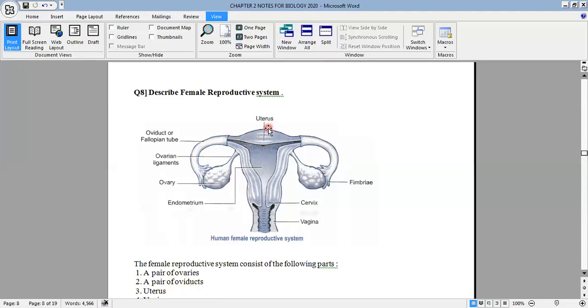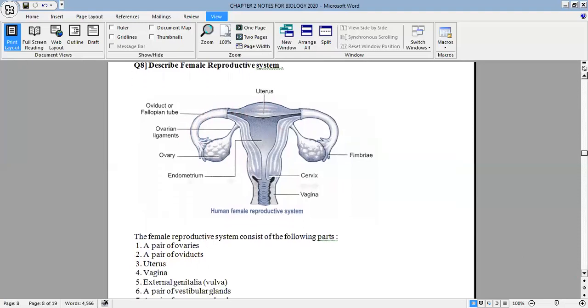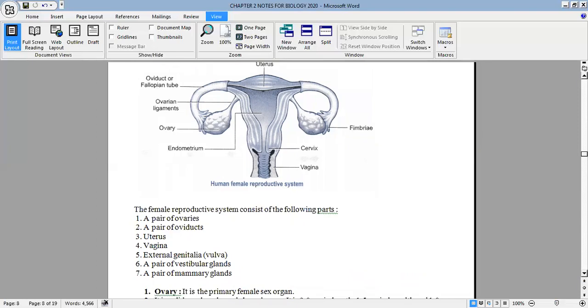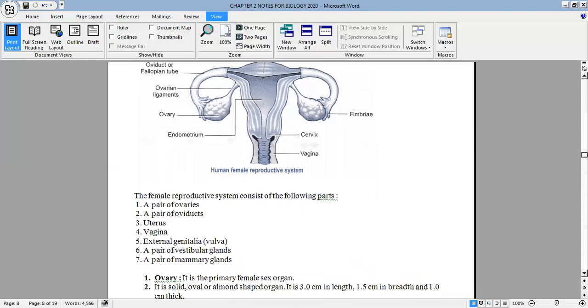Then the third part is the uterus. Next to the uterus, the fourth part is the vagina. Then comes the external genitalia, which altogether is called the vulva. Then a pair of vestibular glands. There is only one associated gland with the female reproductive system, called the vestibular gland. Next is a pair of mammary glands. Even mammary glands are included in the female reproductive system as external genitalia. Now let us start with the first part of internal genitalia, that is the pair of ovaries.